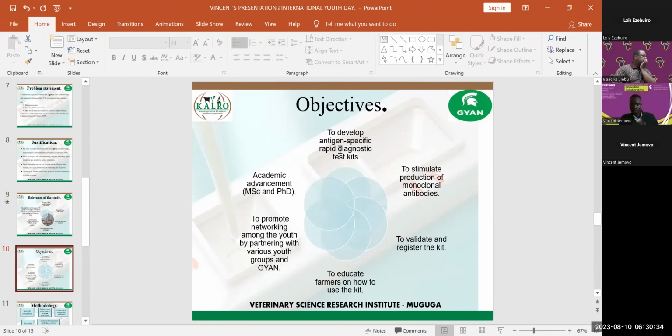Objectives. The objectives of this research study are, number one, to develop an antigen-specific rapid diagnostic test kit. Number two, to stimulate production of monoclonal antibodies. Number three, to validate and register the kit. Number four, to educate farmers on how to use the kit. And to promote networking among the youth by partnering with various youth groups like GYAN, and also academic advancement by acquiring a master's and a PhD.